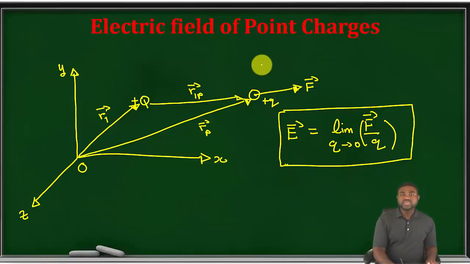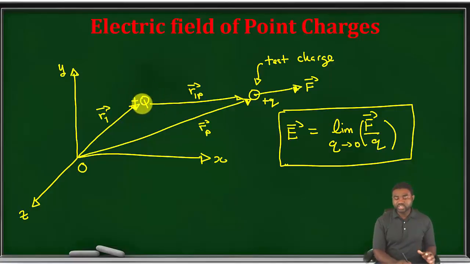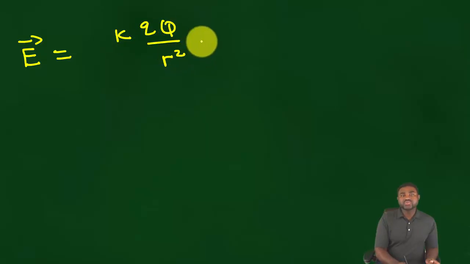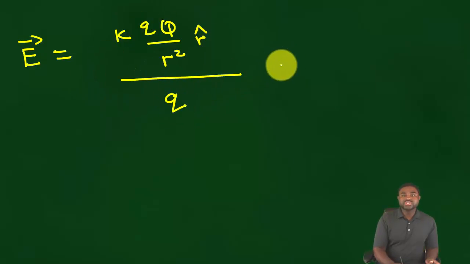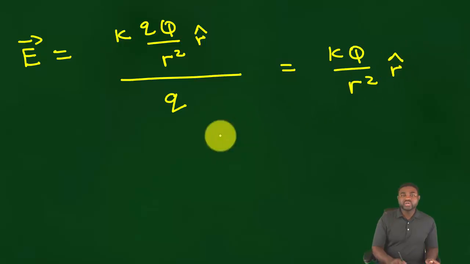Now, the reason this is a test charge is so that its field should not distort the field of the charge generating the electric field. We can therefore see that E will be equal to K Q, capital Q, over r squared, r cap, divided by small q, which will be equal to K Q divided by r squared, r cap.